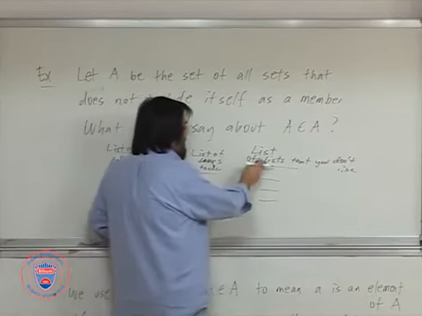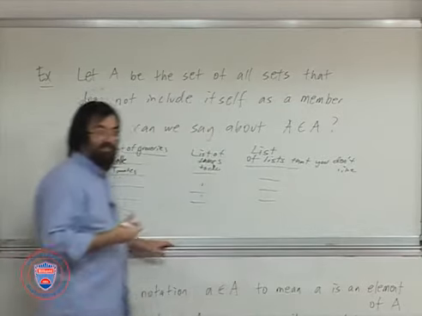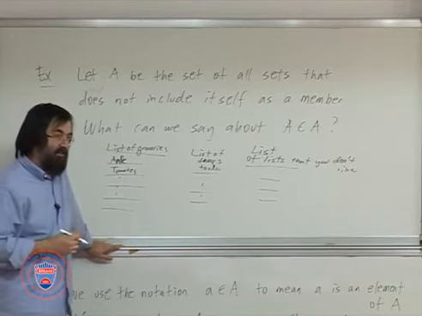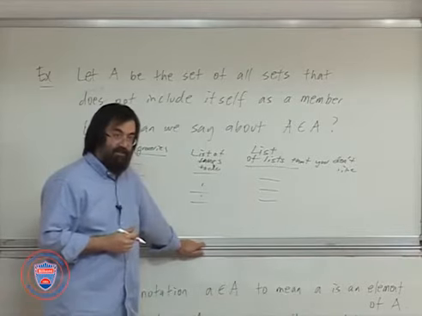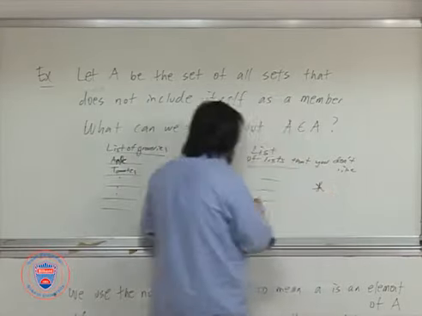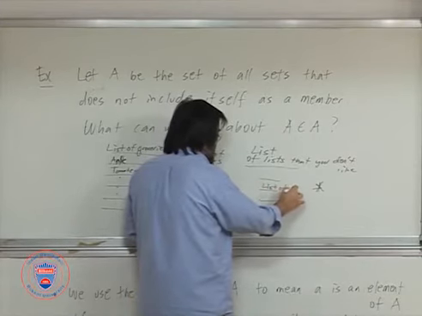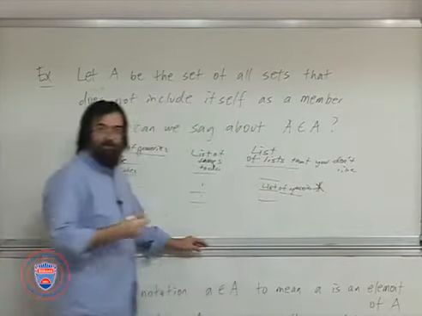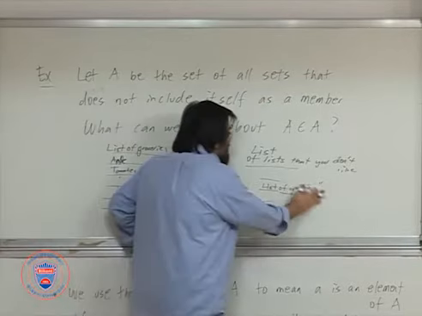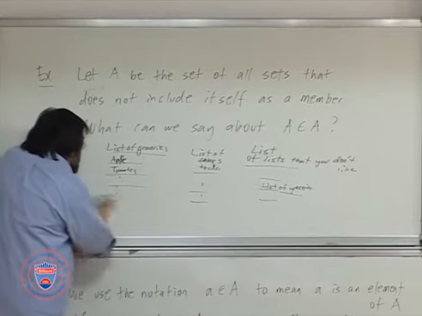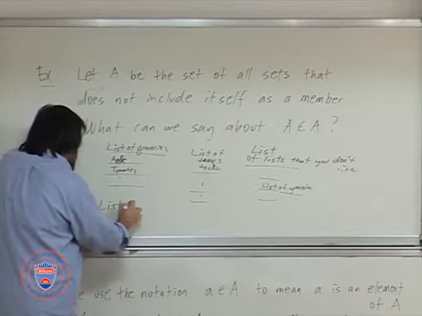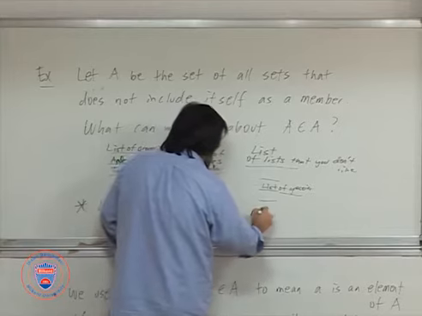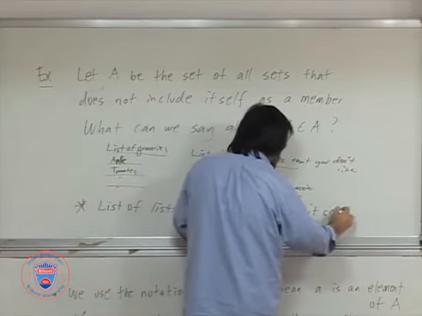But if you start making lists of lists, there's nothing preventing you from talking about a list of lists that doesn't include itself in the list. Think about it. This list has a list of groceries, so it's possible that it can appear inside another list, right? So there's nothing preventing us from talking about a list of lists that does not have itself in the list.